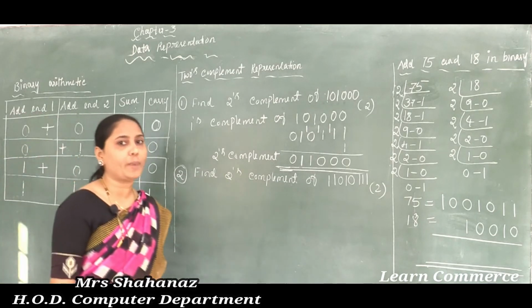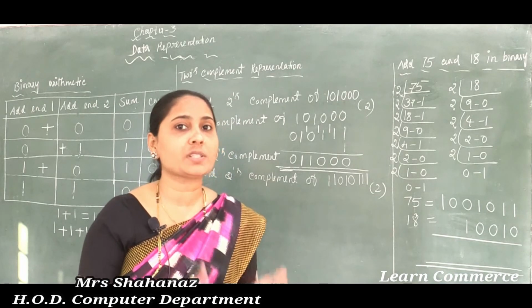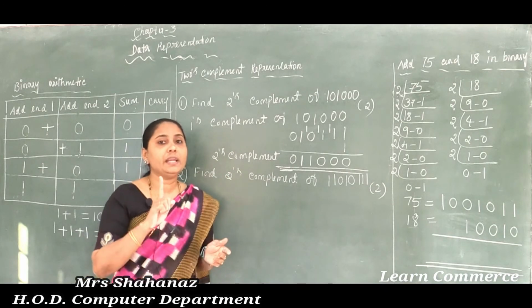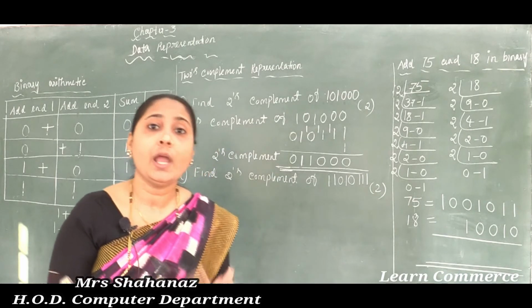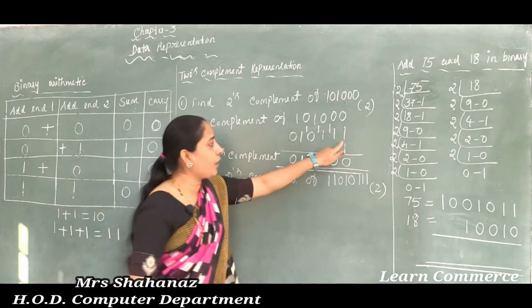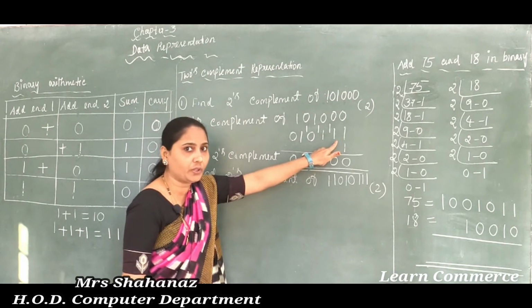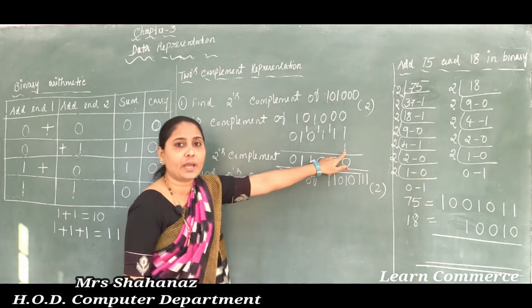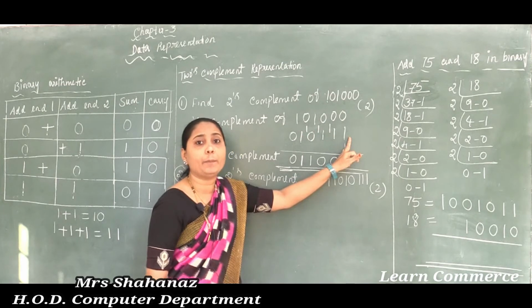2's complement of a binary number: whatever the numbers are in the question, first of all we need to change them. Wherever the value 1 is there, change it to 0, and wherever the value 0 is there, change it to 1. Correct? By taking the 1's complement of a binary number, then we need to add 1 to the least significant bit position. Okay, 1 to the least significant bit position, and finally we need to do the binary arithmetic.